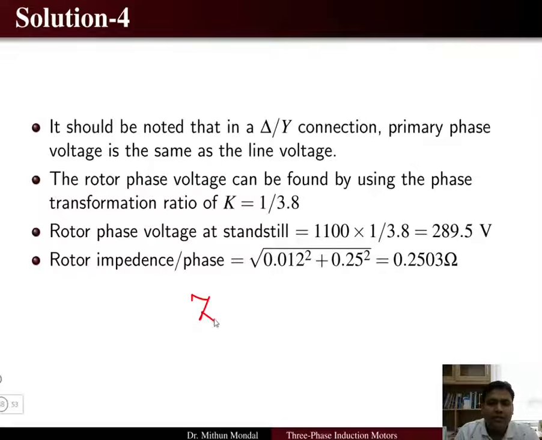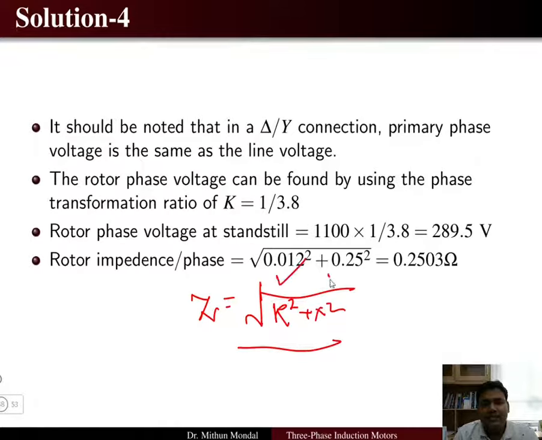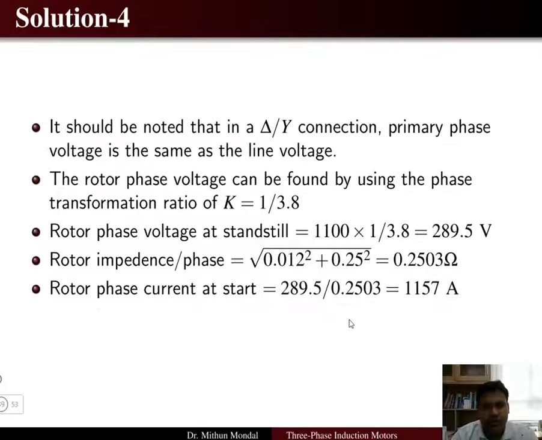Now the rotor impedance Z that we need to calculate is equal to the square root of R square plus X square. So given the values of the resistance and the reactance, we can calculate the value of the impedance of the rotor. Then the phase current at the starting.